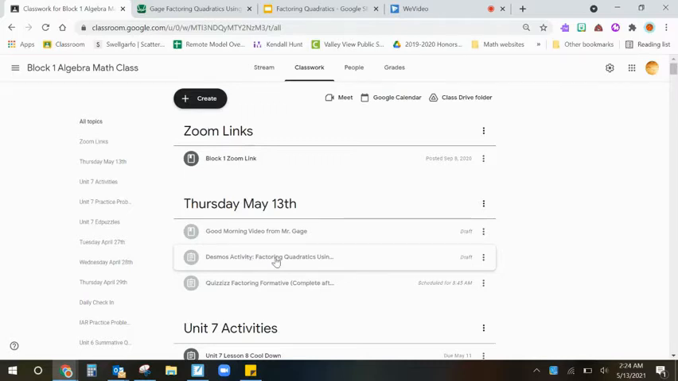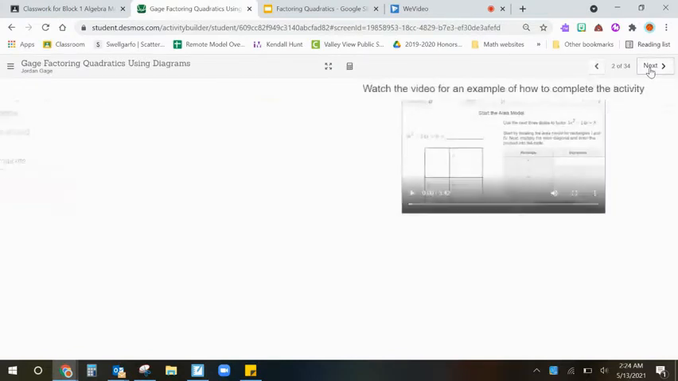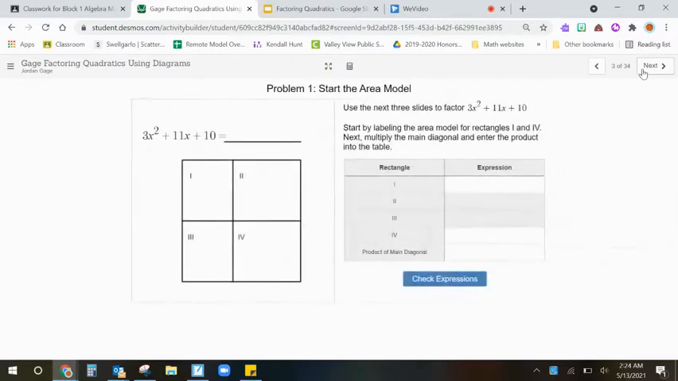When you open up the Desmos activity, it's going to look like this. Yes, there's a number of slides. It'll take you a little bit, but again, you have an 80-minute class, and you're probably going to get this done with a lot of time left over. When you go through this, it says watch the video for an example. You definitely may benefit from watching this if you're confused after listening to this video. When you go to the first one, notice we have 3x squared plus 11x plus 10. We're going to do the area model, and this Desmos activity is fantastic at laying it out for you.